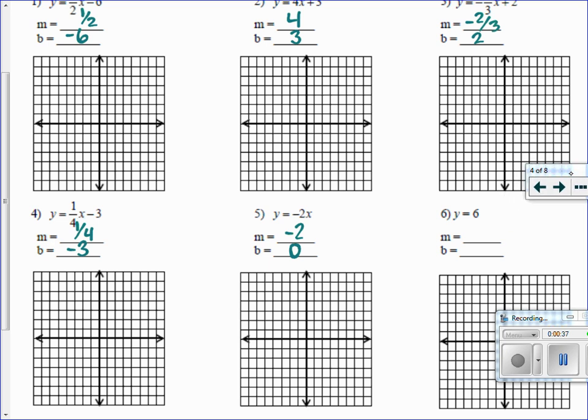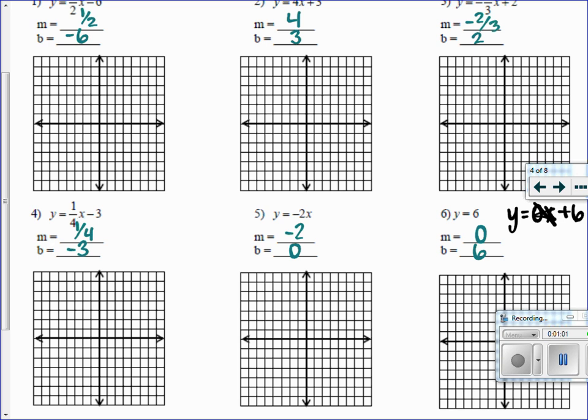Last one. What's the slope? 0. And what's the y-intercept? Oh, that's impressive. You all know what that equation actually is? It would be y equals 0x plus 6. But 0 times x is just 0, which is why that gets to go away.